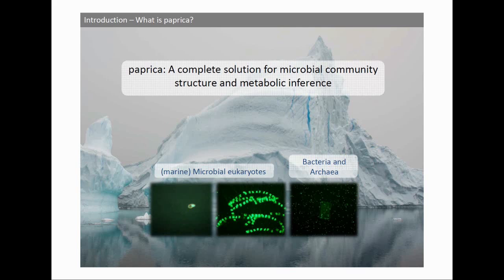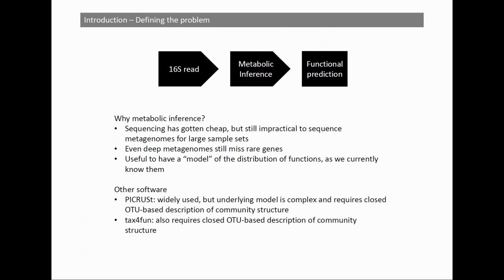Great, thank you. Okay, so what I'm going to start off with is defining the problem that we're trying to solve here. So in this case, we have 16S reads, a library of 16S reads, describing the structure of some community. And we want to perform a metabolic inference on that community so that we can understand the functional potential that is contained within that community.